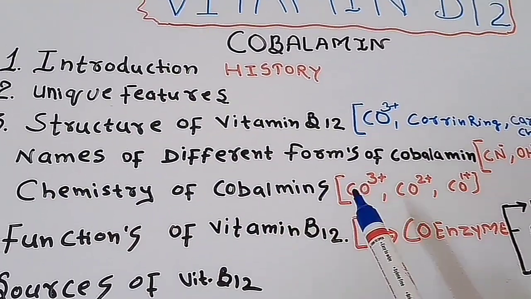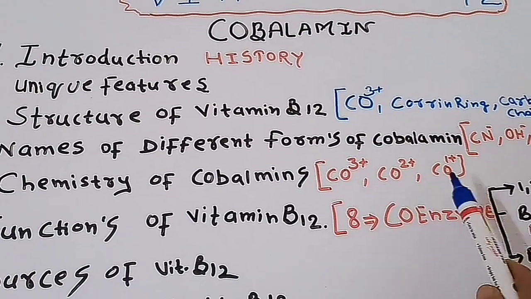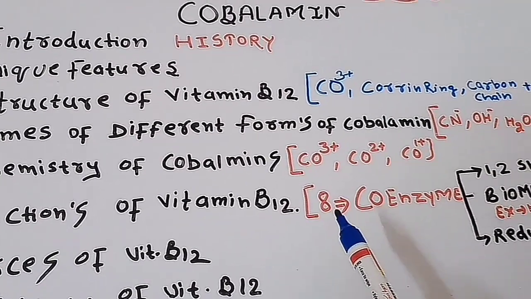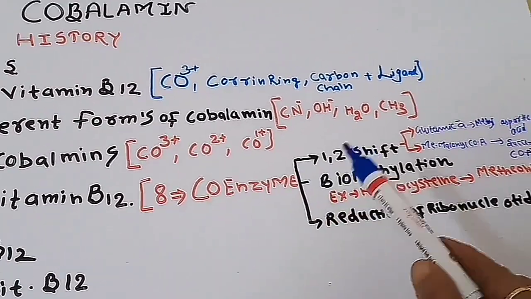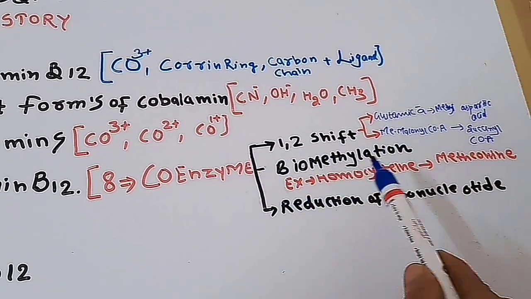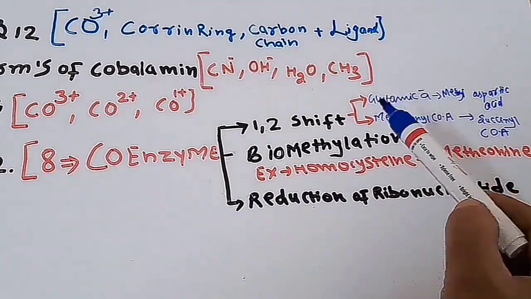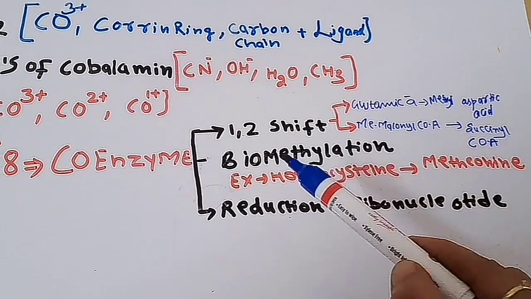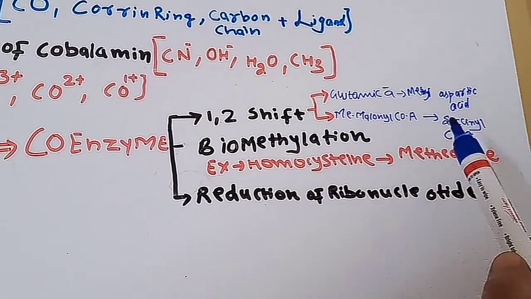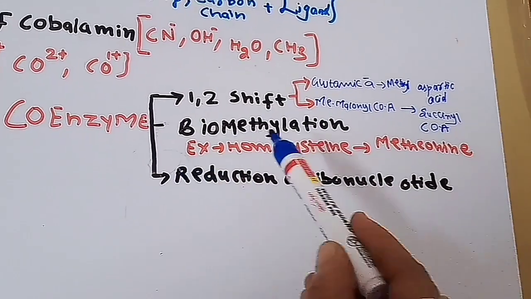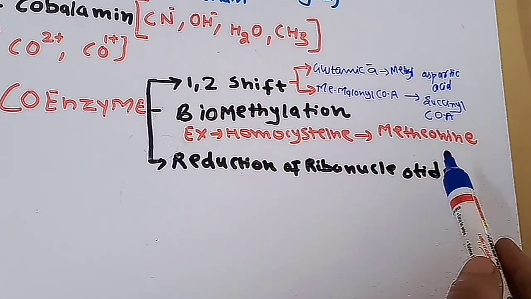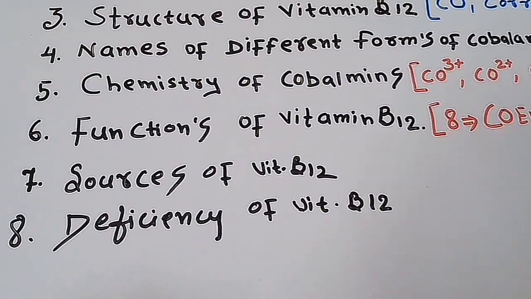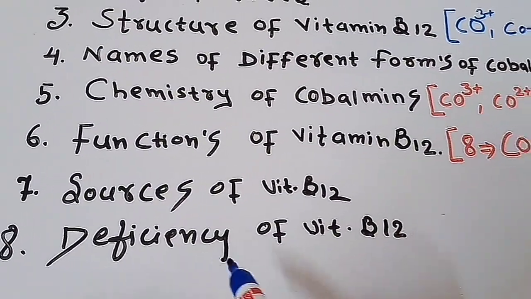Chemistry of the cobalamins: the cobalt metal is present in different oxidation states. We will see the details. Functions of vitamin B12: the 8th function, I especially define about the coenzyme and the reactions of 1,2 shift, biomethylation, and reduction of ribonucleotides. The 1,2 shift has 2 important examples: the glutamic acid conversion to methyl aspartic acid, and the conversion of methylmalonyl coenzyme A to succinyl coenzyme A. And biomethylation is explained with the example of homocysteine to methionine with the help of methyl THF. Then the next important points are the sources of vitamin B12 and the deficiency of vitamin B12.